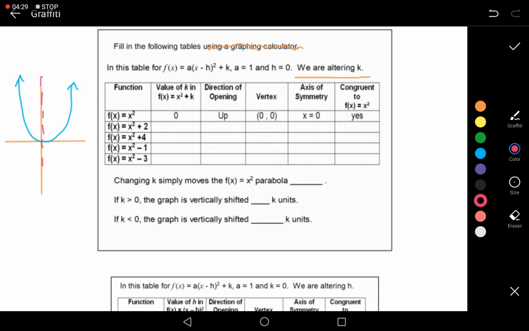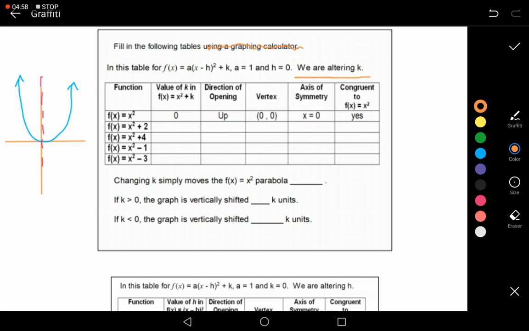And the last part says, is this congruent to f(x) = x²? Well, this is f(x) = x². So obviously, yes, it's congruent, which means, again, it has the same slope. So the same value in front of x². And this one obviously does because 1 is going to be our a value, which is the value in front of x², which represents the slope. And all of these are going to have the same slope. Okay, so they're all going to be congruent.